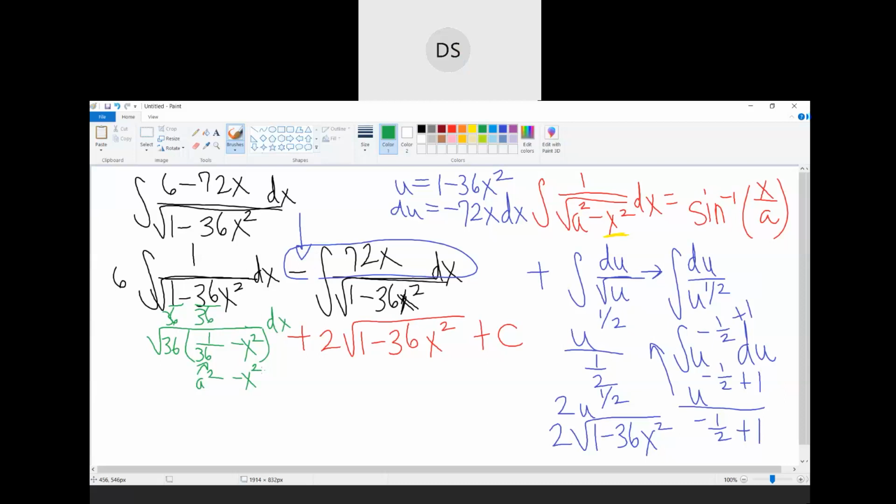Yes, sir. Okay. Now, a couple of things. This square root of 36 can come out as 6 in our denominator. So really, the original 6 and that 6 we just pulled out cancel each other out.